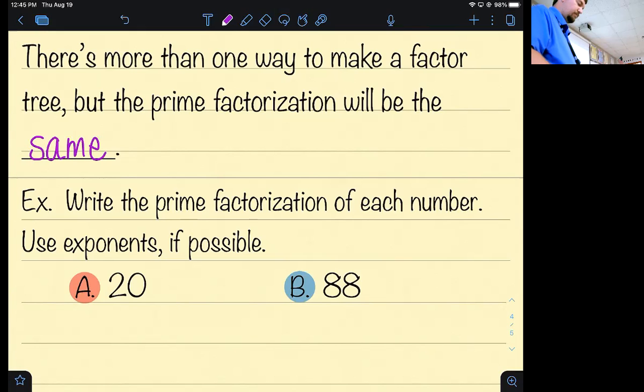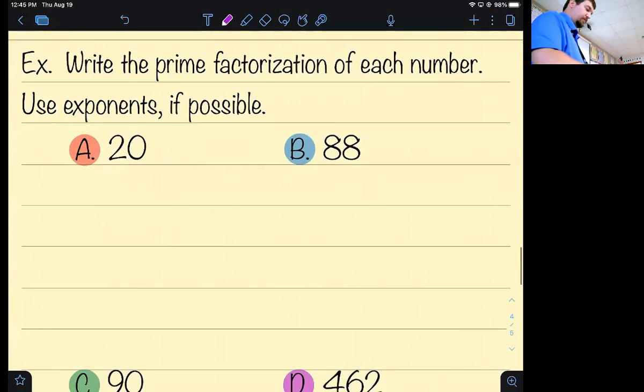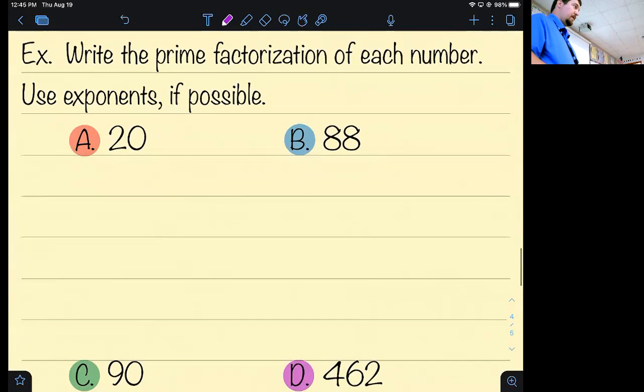take 2 to 3 minutes. Try the first 2 examples on your own. Try to do the factor tree of 20 and 88. Don't worry about C and D right now. Just do A and B. Try to break down 20 and 88. Take a minute or 2 to do that. Just think about it. And remember, your tree is going to look different from the person next to you, most likely. Don't forget that when you finish your tree, you still need to write your answer underneath it.